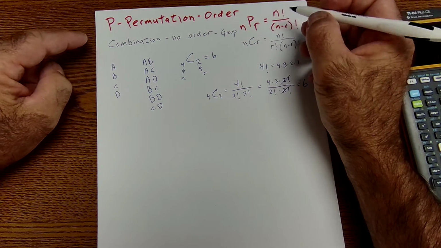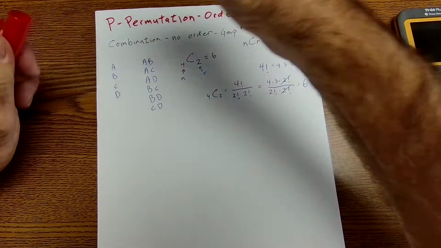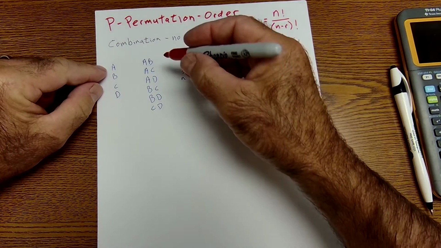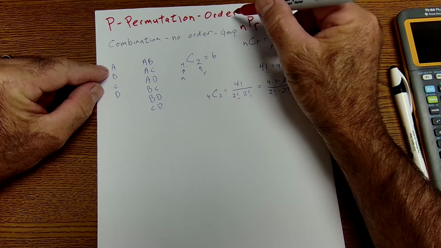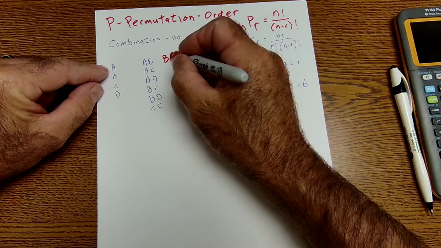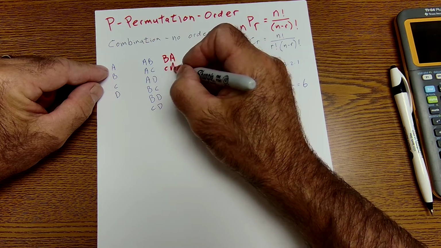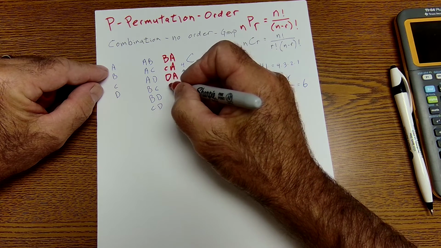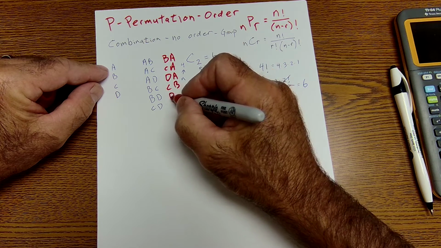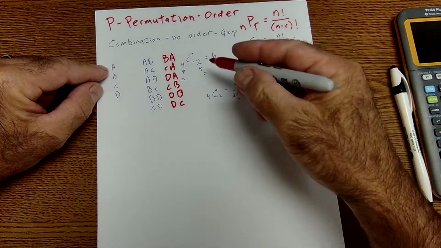If it were a permutation instead, I'll use my red pen here, order would matter. So there's a difference between AB and BA. There's a difference between AC and CA, DA. I could reverse the order of these two and see that I'm going to have 12.